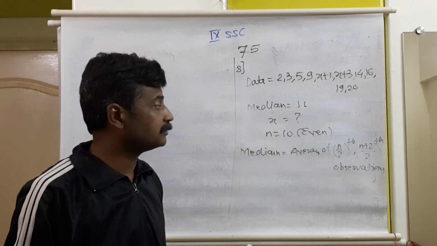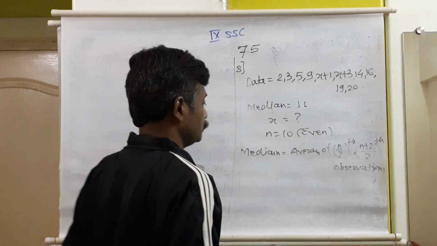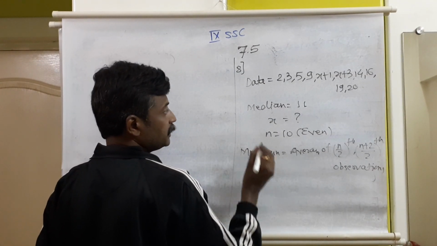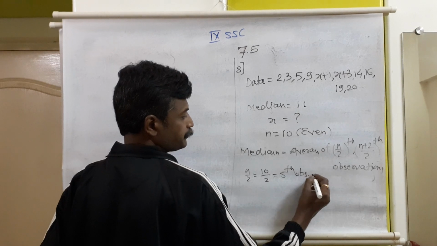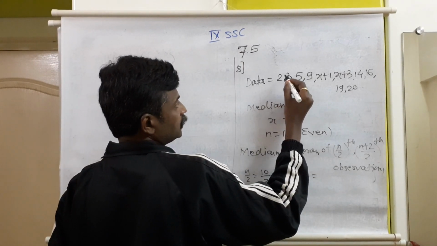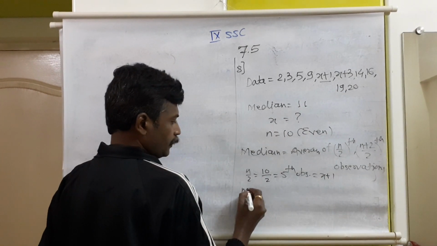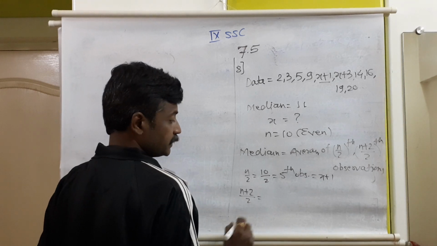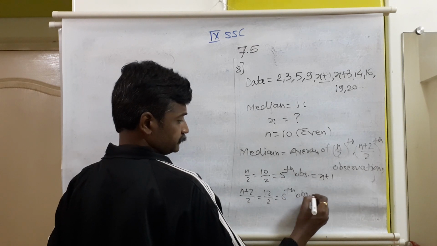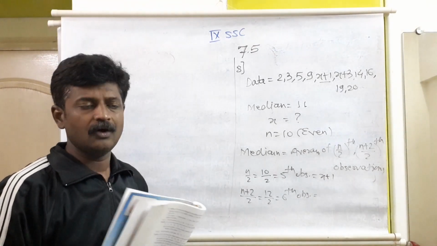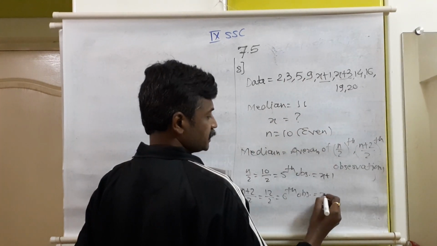So first we will find the observation at the n upon 2 position and the (n plus 2) upon 2 position. Here n upon 2 is equal to, n is 10, 10 upon 2 means the fifth observation, and counting 1, 2, 3, 4, 5, the fifth observation is x plus 1. For (n plus 2) upon 2, 10 plus 2 is 12, 12 upon 2 is the sixth observation. The data is already in ascending order, so counting 1, 2, 3, 4, 5, the sixth observation is x plus 3.